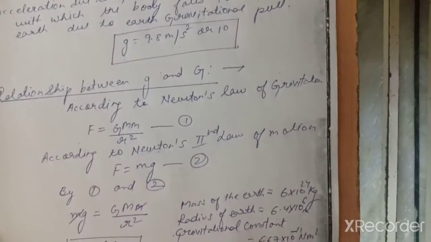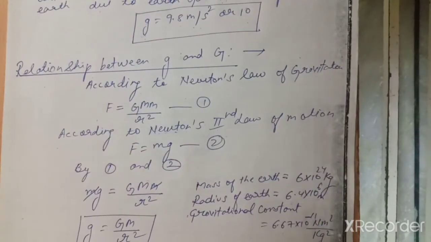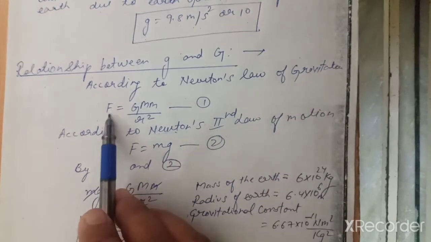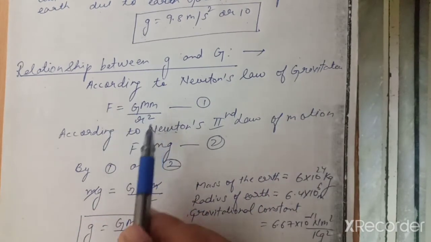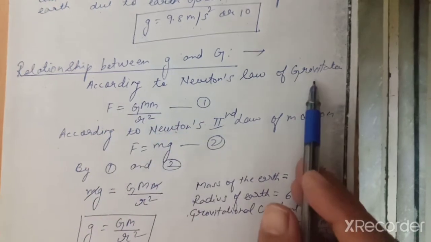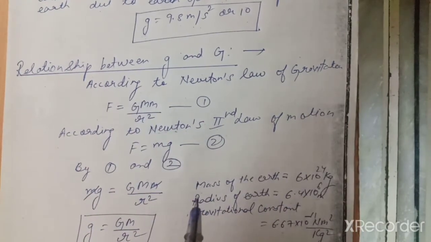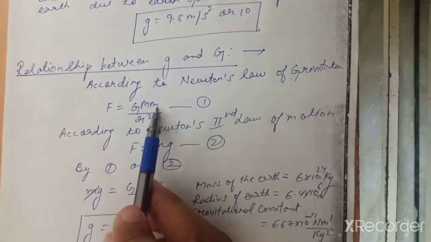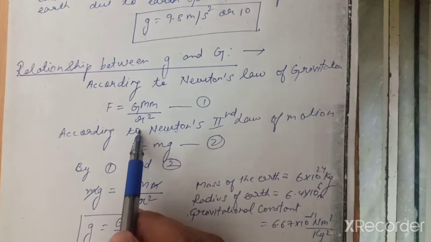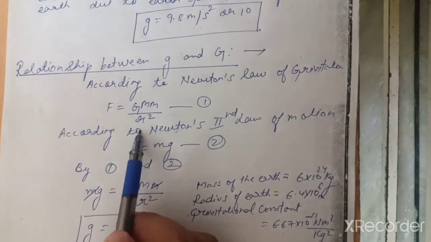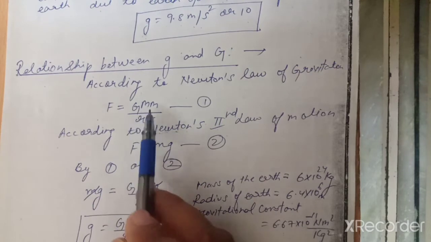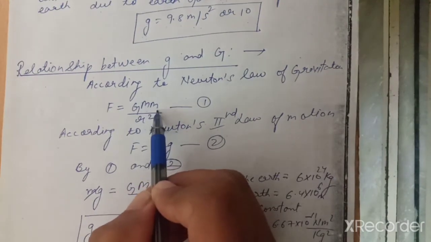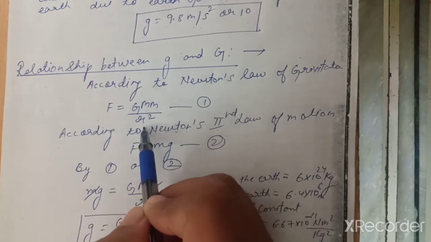Next, let us see the relationship between small g and capital G. As per Newton's law of gravitation, we know that F equals G M m upon r square. According to Newton's law of gravitation, every object in this universe attracts another object with some force, directly proportional to the product of their masses and inversely proportional to the square of their distance. Here capital M is the mass of the earth, small m is the mass of the body, and r is the distance between them.